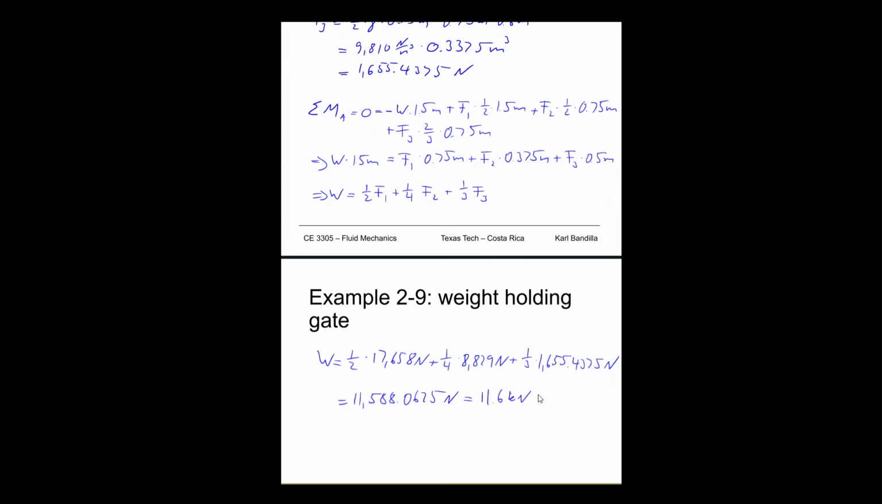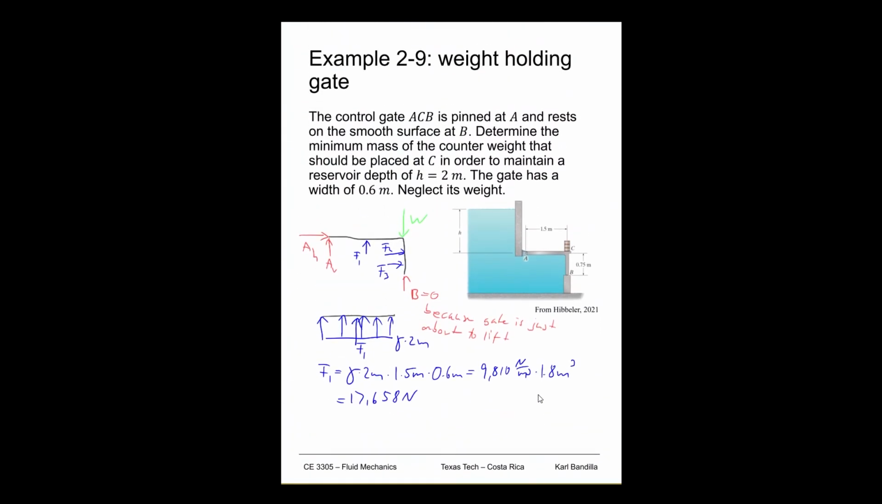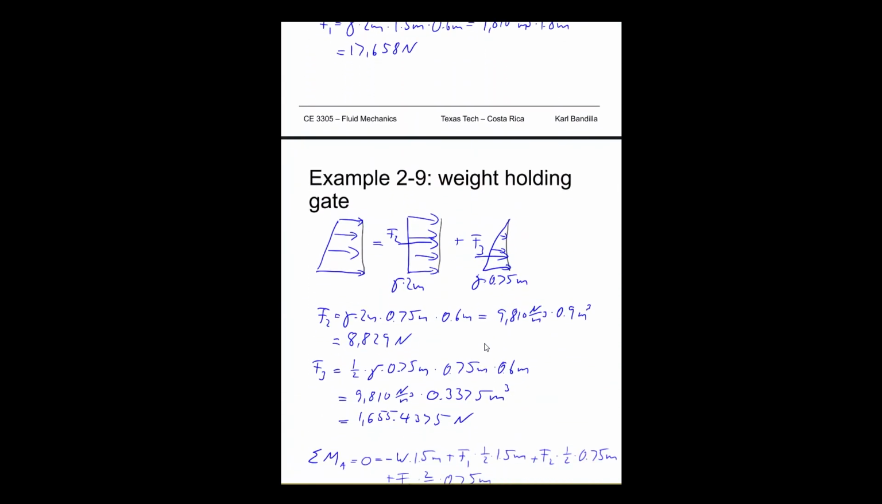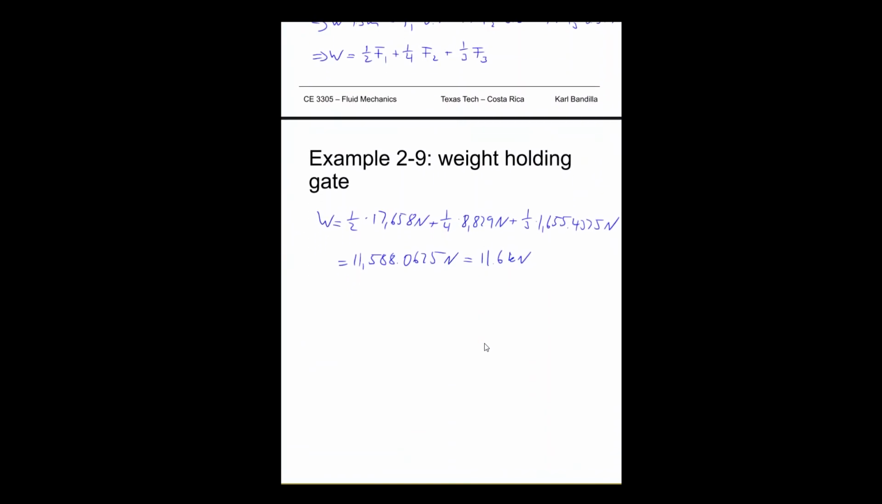kilonewtons. All right, so we figured out that the weight that's pushing down has to be 11.6 kilonewtons to prevent the gate from lifting if the height of the water is 2 meters. So again, at that point, there's not going to be any force at point B, because it's just about to lift off. But we're not asked for the weight, we're asked for the mass. So we can convert that into a mass.